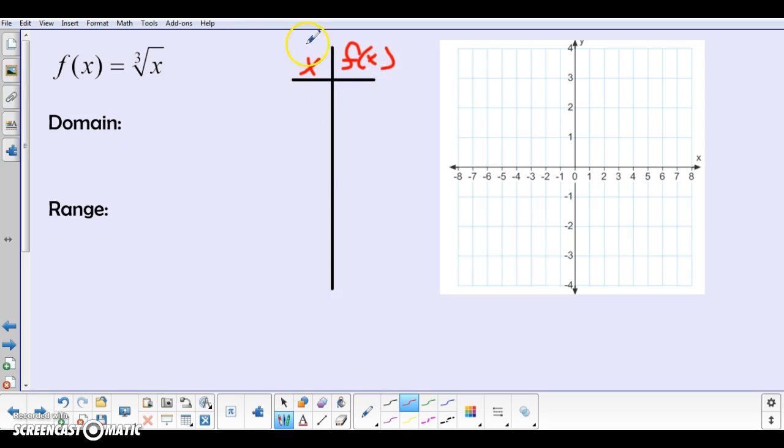And remember from our last video, the x values, the input, would be the domain of the function, and the output values would be considered the range of the function. We'll talk about those in a minute.